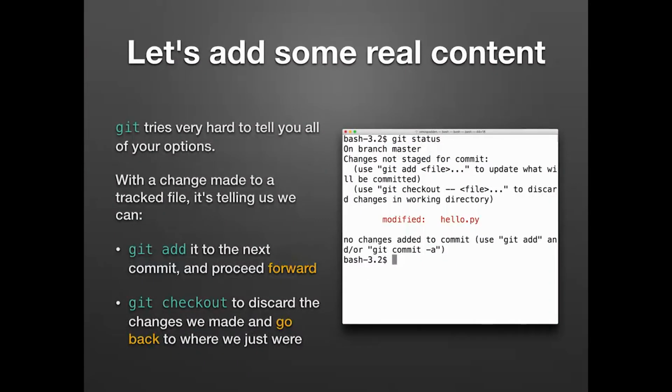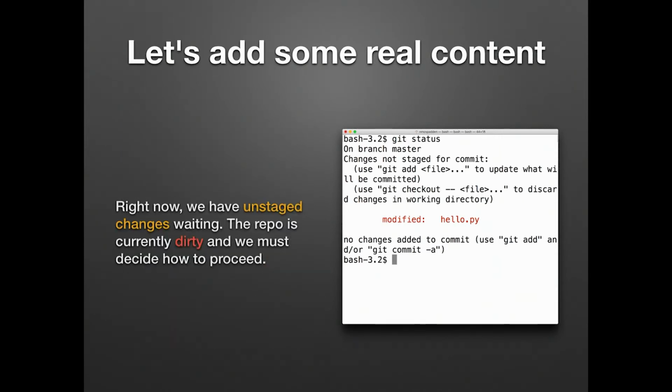Now, again, Git tries very hard every time to tell you what your options are. We made a change to a tracked file, and so it's saying, hey, what do you want to do? You have to stage this, add it and commit it, or get rid of it. So again, we're going to git add it to put it into the staging area. We're going to commit it. The other option, of course, is that git checkout can be used to get rid of it, meaning go back to the state this file was in last time I cared about it. So we have unstaged changes waiting. The repo is dirty. We have to do something about it before it can go forward.